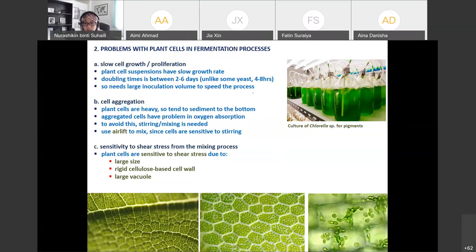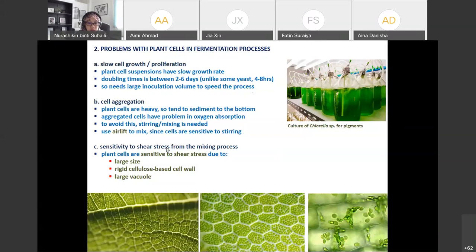And we know that plant cells are very sensitive to mixing. So there is a challenge to think how we want to make sure that the cells can get access to the nutrients. Somehow the mixing should happen, but in a way that does not rupture the plant cells. That is the challenge. We have to strike a balance between mixing and the viability of the cells. That is the problem, or that's the challenge. Using an airlift to mix it is one of the solutions normally adopted, right? Instead of using the stirred tank reactor.